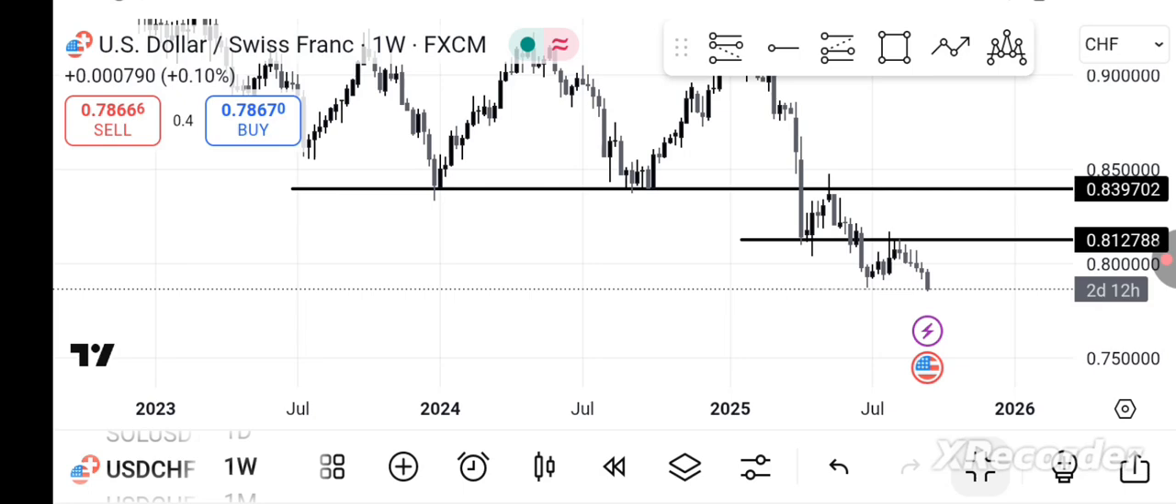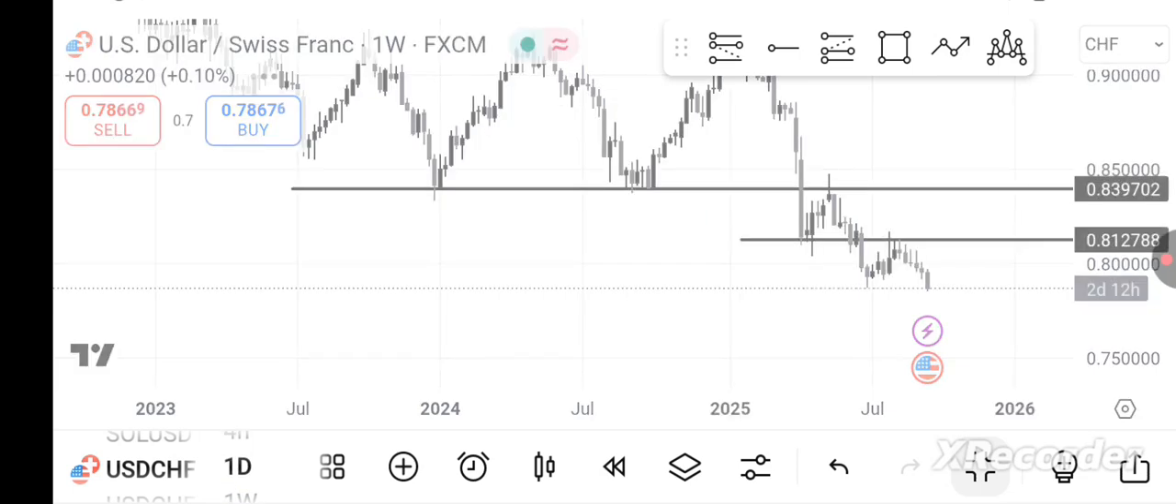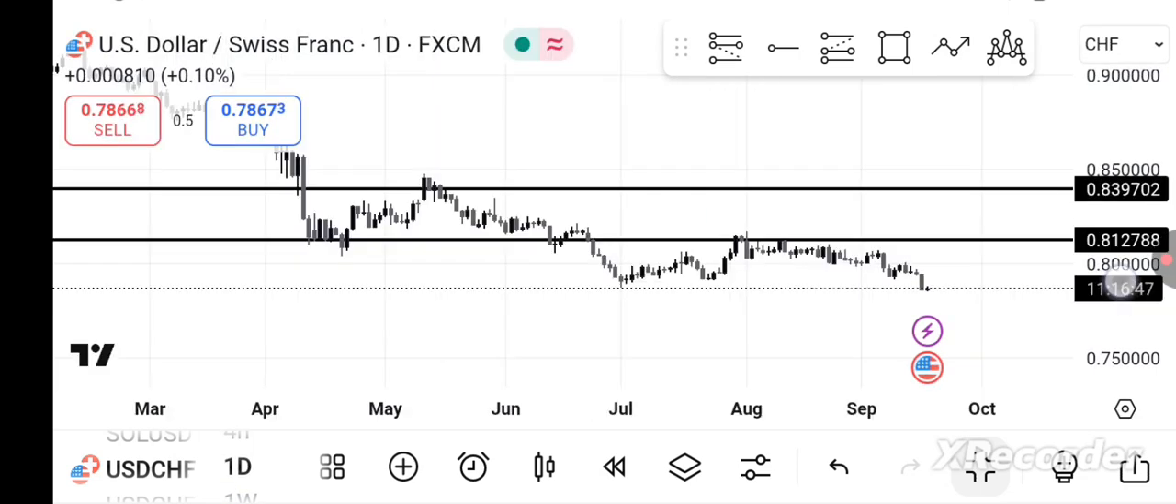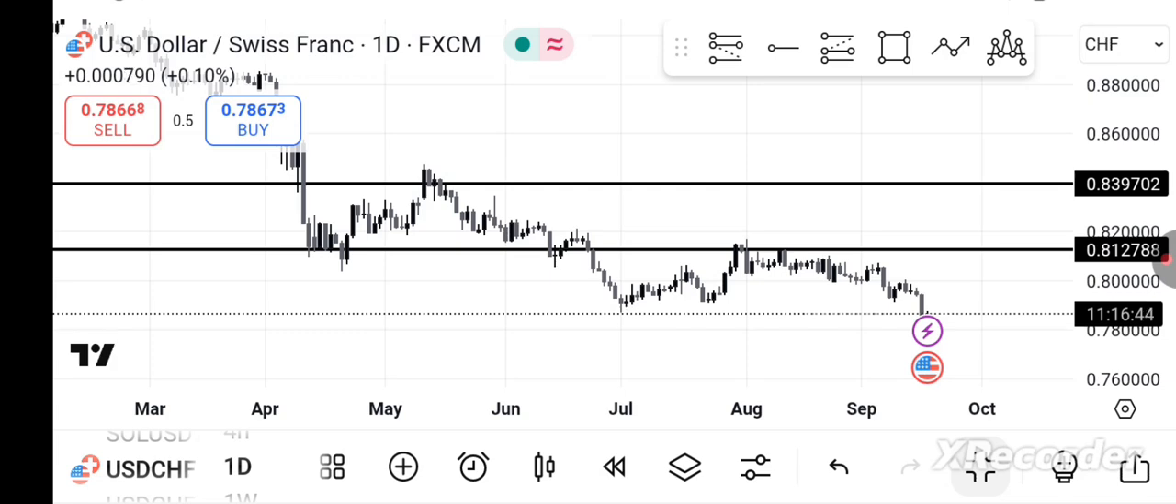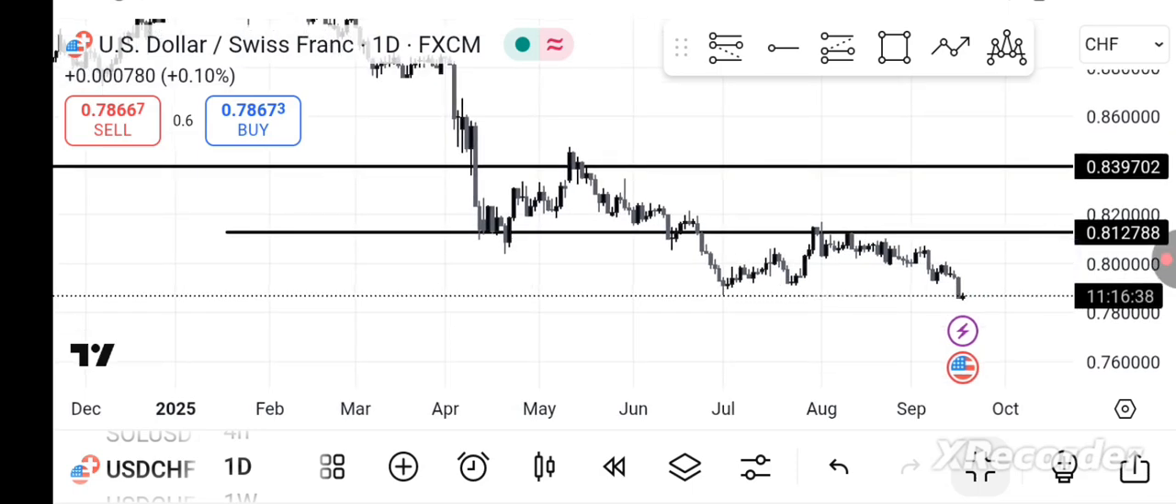Since my weekly time frame is bearish and my daily time frame is bearish, what am I looking for? I'm definitely looking for an opportunity to sell. Basically, right now the trend of this market is bearish. The weekly is bearish, right? Let me scale down to my daily to check the trend of the market, whether it's bullish or bearish. This daily time frame is also bearish.